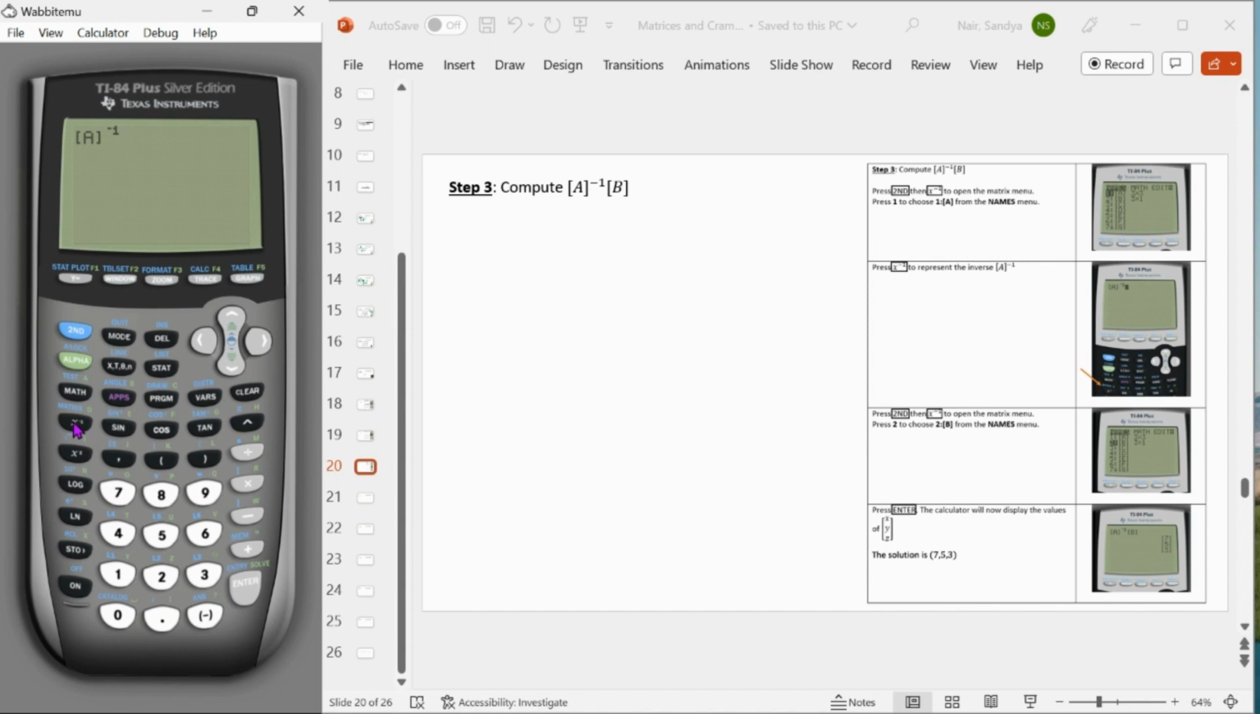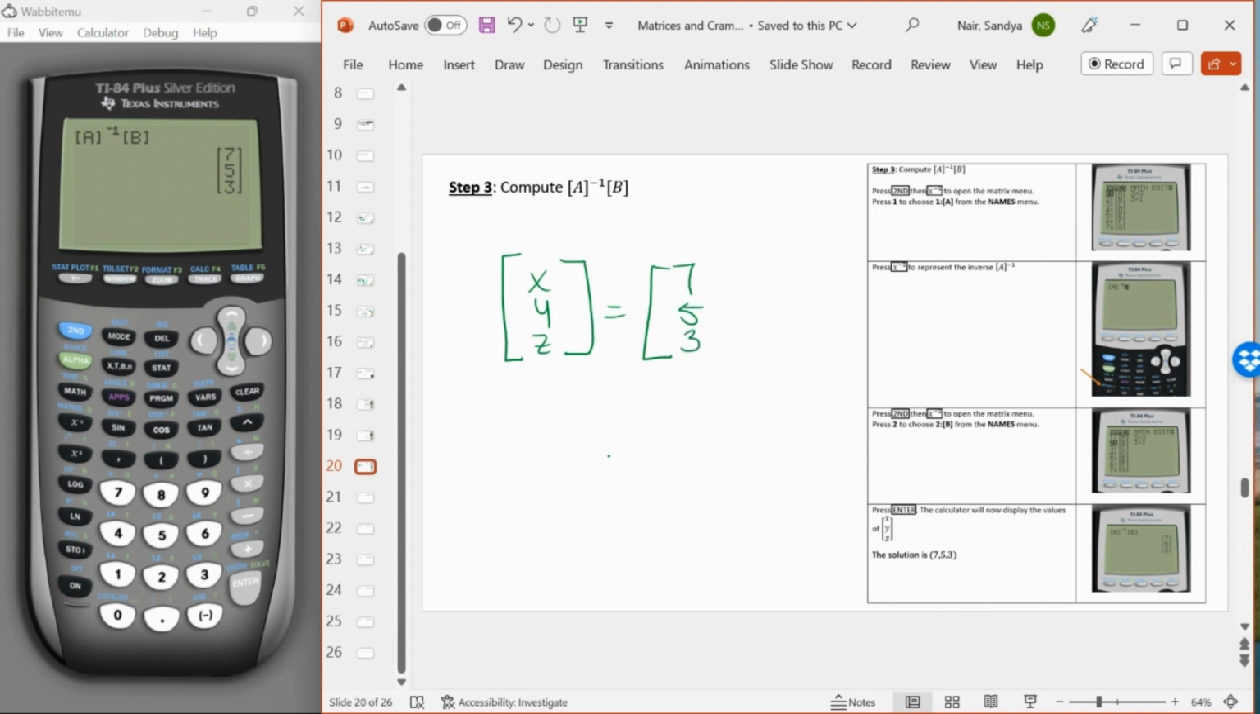So notice when I click that, that superscript of -1 automatically shows up. And then I'm going to say matrix B. So I do second matrix, and then once again from names, I choose matrix B. So now I have my equation, so I'm going to click enter, and it gives me the values of x, y, and z. Notice that it does give you the values as a matrix. What this is saying is that x, y, z is equal to 7, 5, 3.